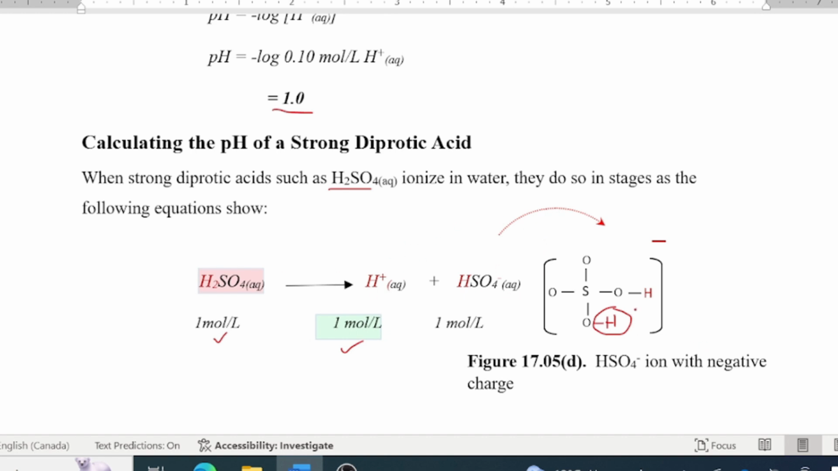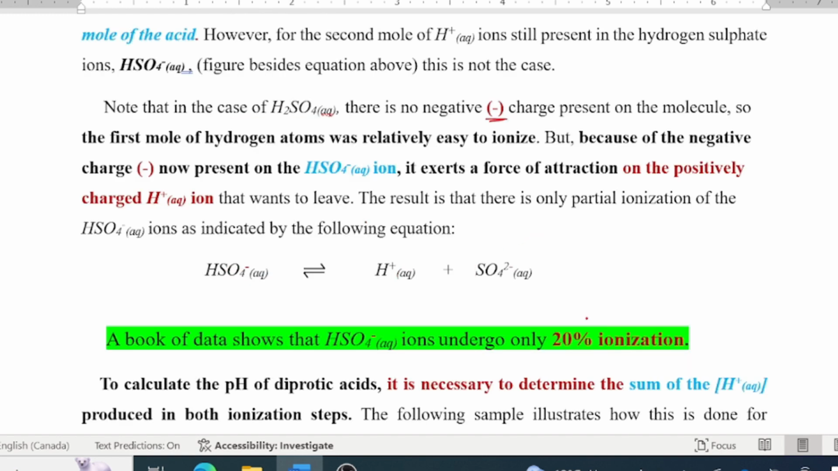So before, this was sulfuric acid. You had two hydrogen ions. This one went off. This one ionized to form this guy here, okay? So this one went off nicely. But look what happens. A negative charge is left on the hydrogen sulfate radical, right? This one wants to ionize, but it does not ionize as freely as this first one here. It is 20% ionized. 1 mole of this will only give you 20% of 1 mole.